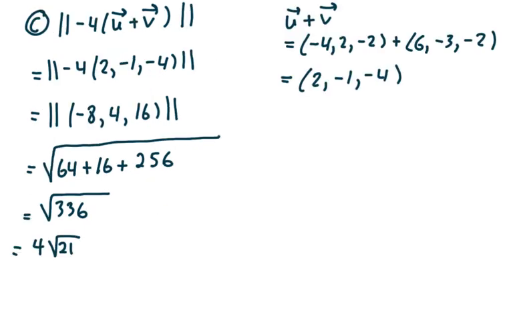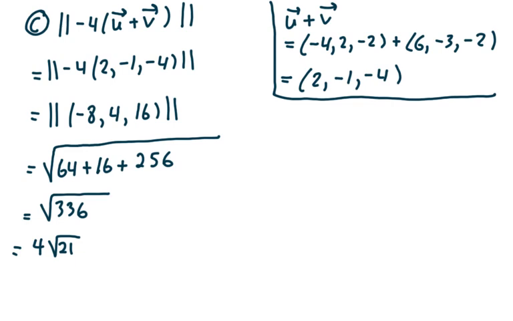Part C. For part C, I want to take the norm of negative 4 times U plus V. And so if you notice, I look at U plus V off to the side. I want to figure out what that is first. And it turns out that U plus V ends up being the vector 2, negative 1, negative 4. So this is equal to the norm of negative 4 times 2, negative 1, negative 4, which is the norm of negative 8, 4, 16.